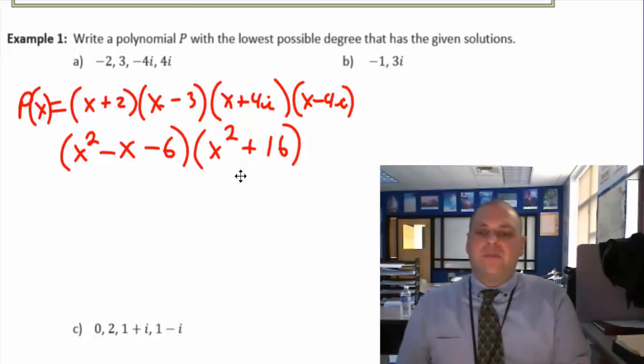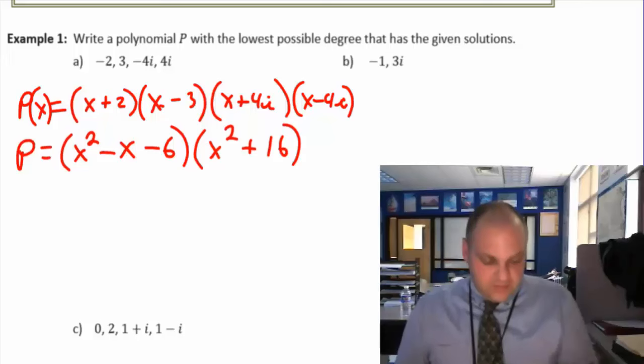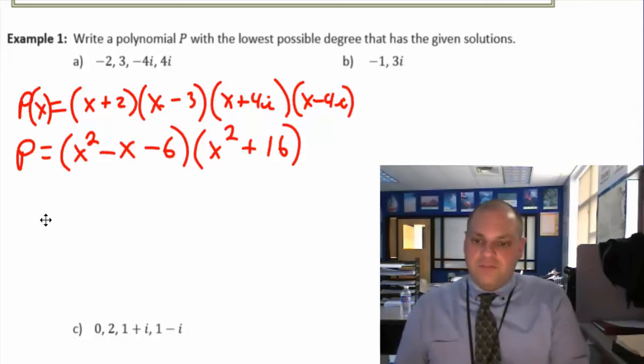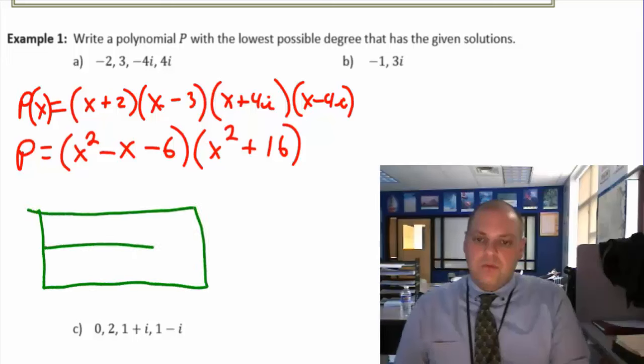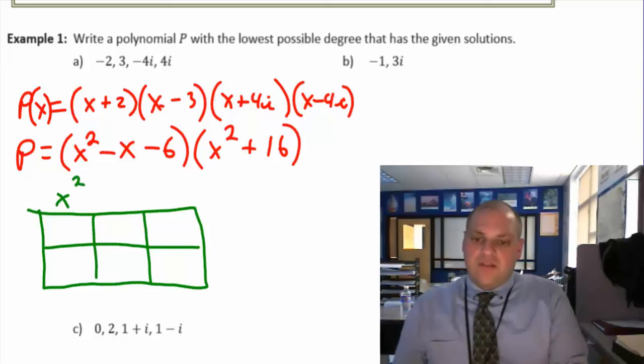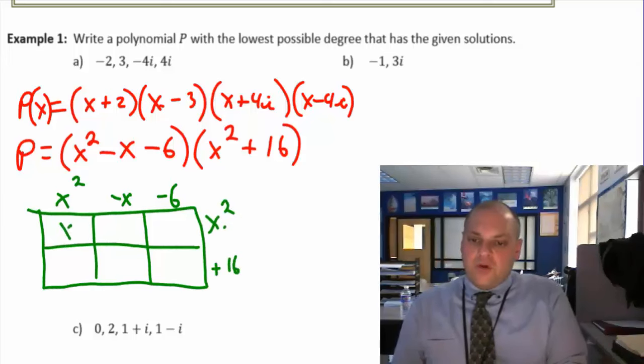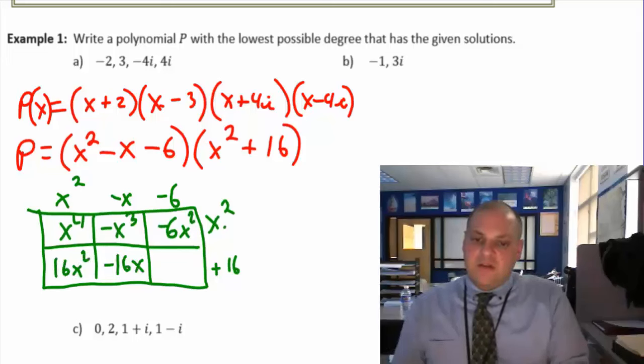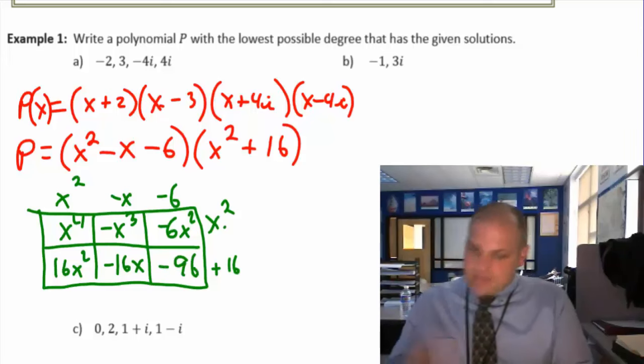All right, now, whoa. A 3 by 2. I'm going to go to my tabular method. Set up my table here, 3 by 2 this time. Boom, boom, boom. All right, so I have x squared minus x minus 6, x squared plus 16. X to the 4th minus x to the 3rd minus 6x squared, 16x squared minus 16x minus 96.